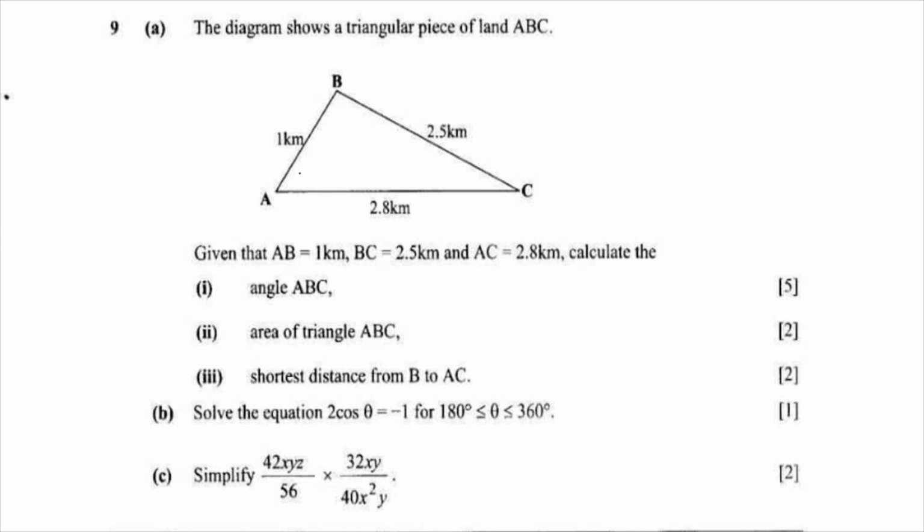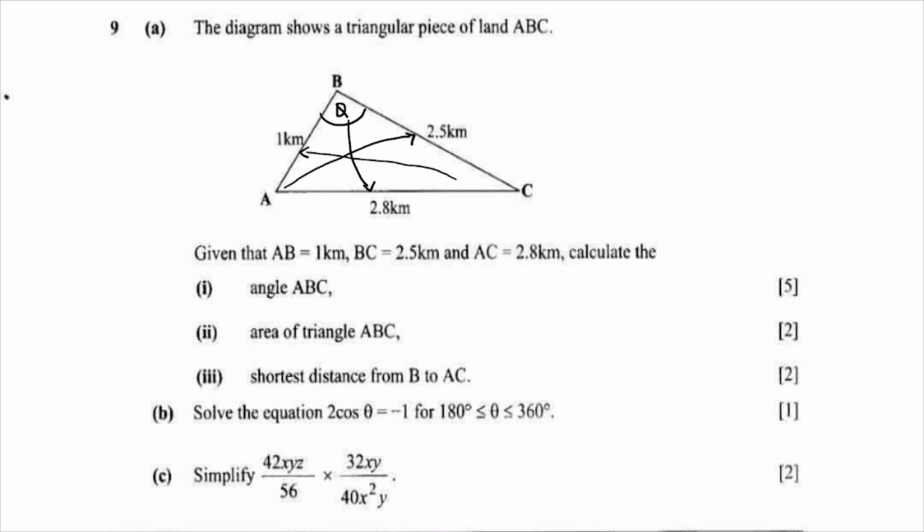If you look at this very well, you discover that angle A is opposite to the 2.5 kilometers. Then angle B is opposite to the 2.8, and the angle at C is opposite to the 1 kilometer. The question tells us to calculate angle ABC, meaning the angle at the middle letter, which is B. So how do we calculate that angle?